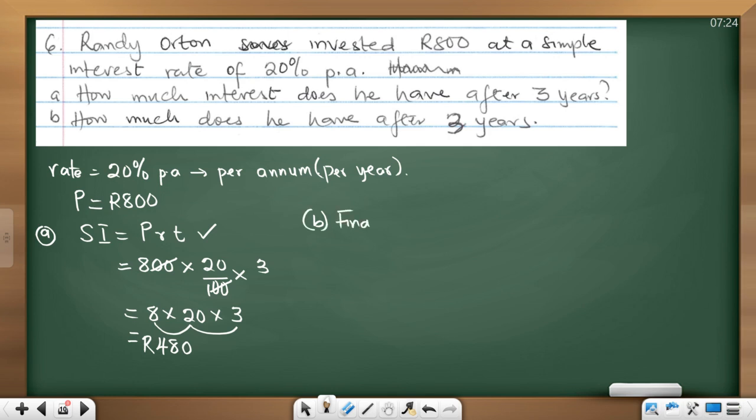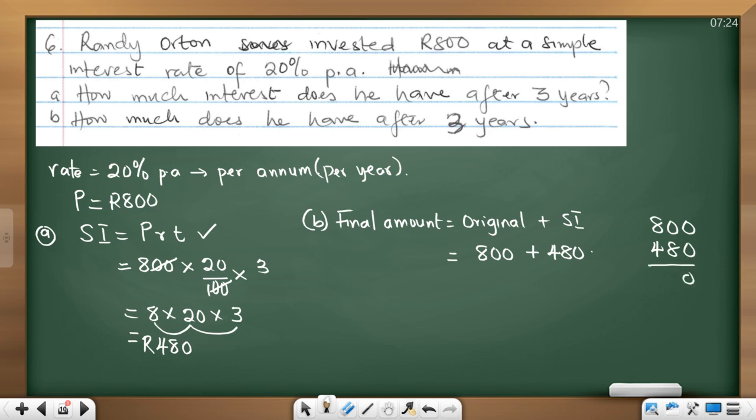Now, B. How much does he have after? The final amount is the original amount plus the simple interest. What is the original amount we have? 800 plus, what's our interest? 480. You can simply do your addition there. 0, 8, and 12. So Randy now has 1,280. Please take note, there's a mark there. For the addition, there's a mark, and for the final answer, there is a mark.